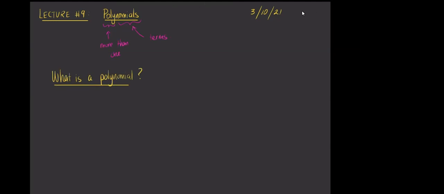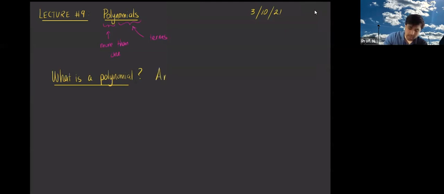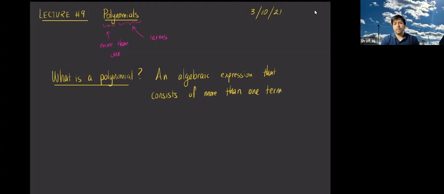Emil? An algebraic expression that consists of more than one term. Wow, that's very nice. I like that. So an algebraic expression that consists of more than one term. That's very nice. However, it's not complete. So you're right. It is an algebraic expression that consists of more than one term.